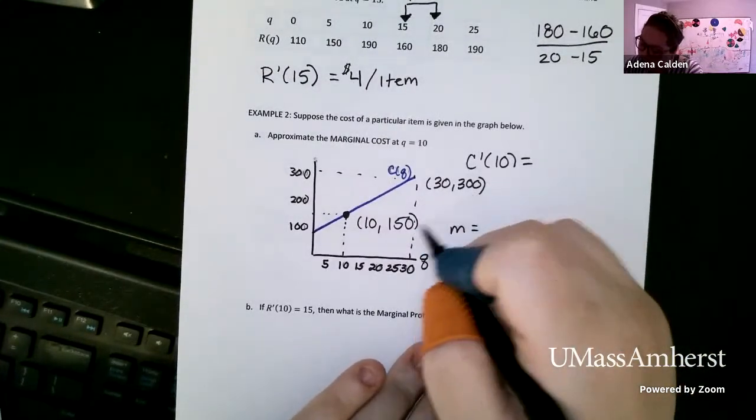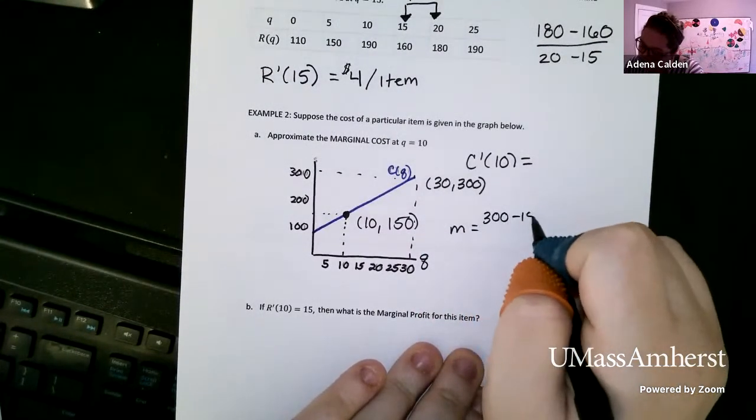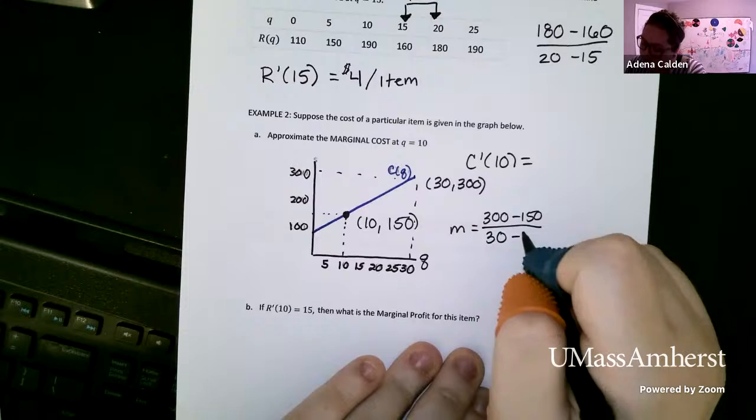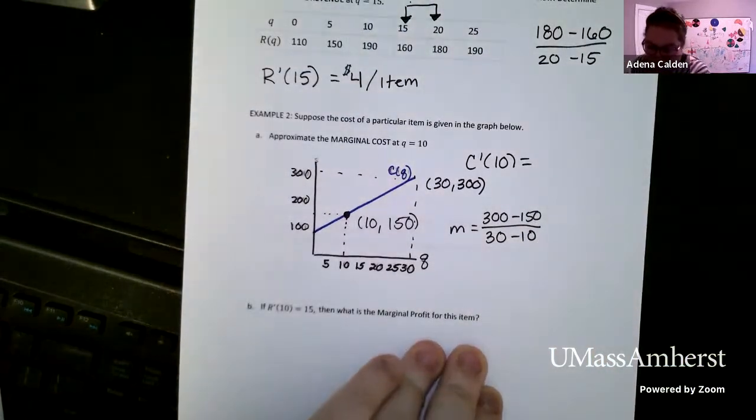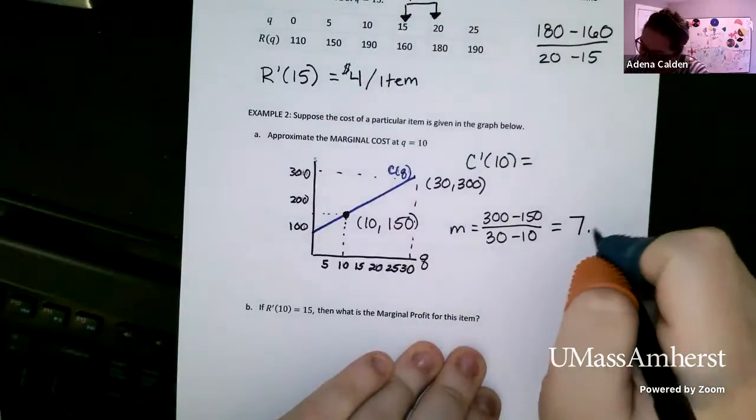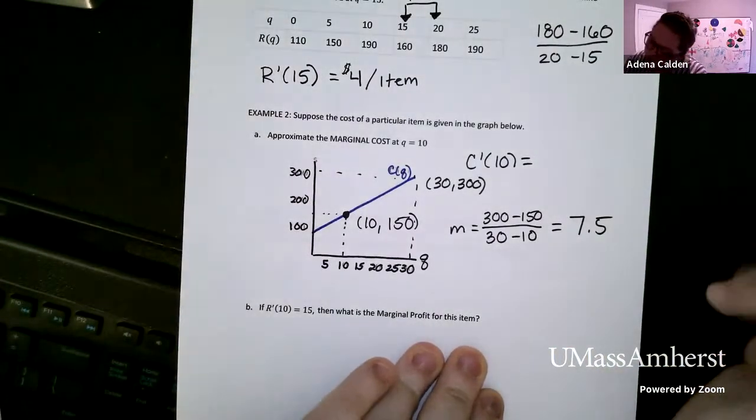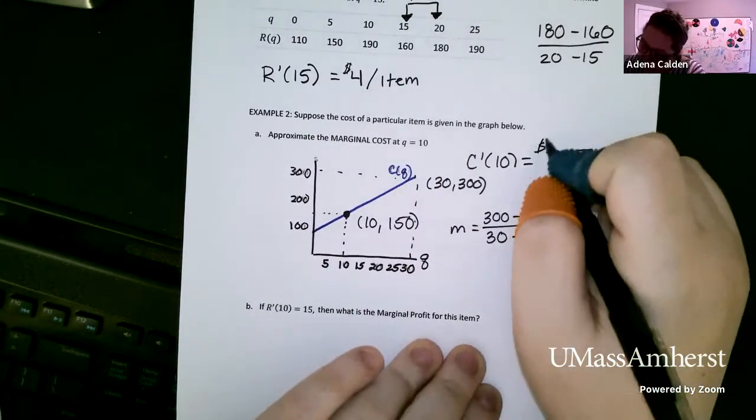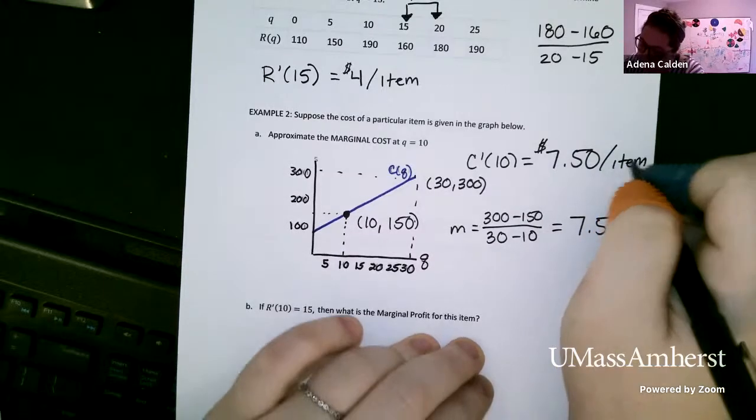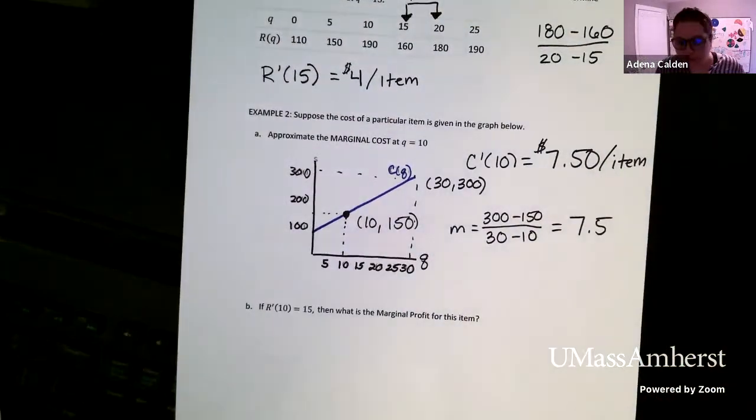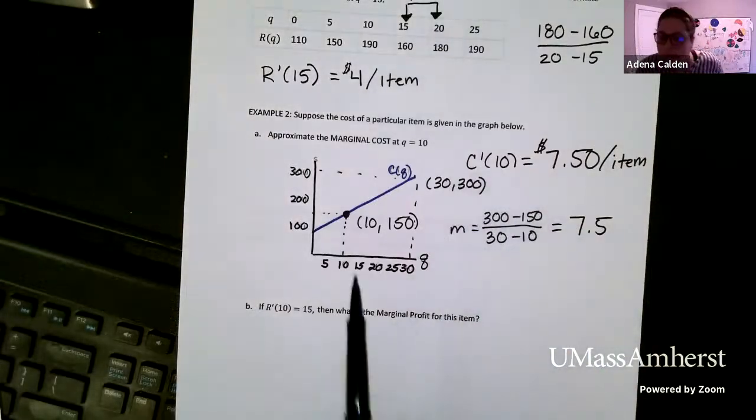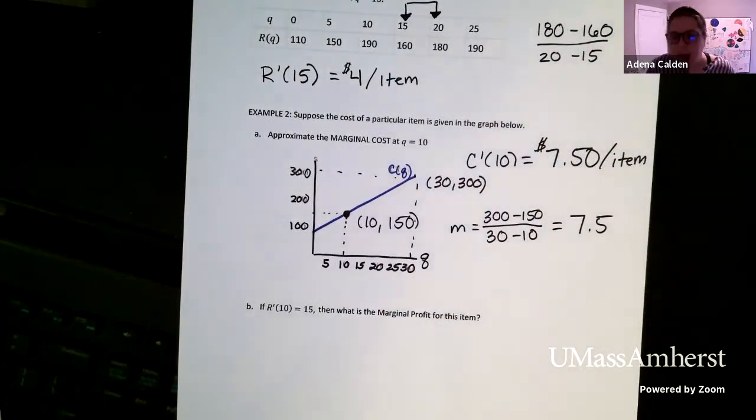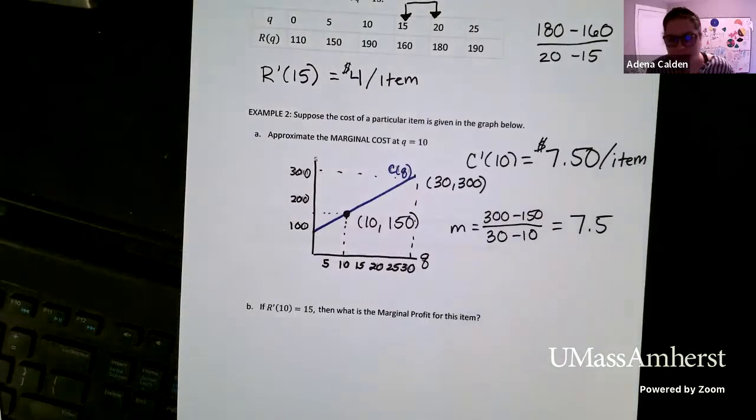So now the slope, change in y over change in x. So 300 minus 150, change in y, over 30 minus 10. So that's 150 over 20. And if I crunch that, I get 7.5. So that means C prime of 10 is $7.50 per item. So remember, money has 2 decimal places. So when I'm making 10 units of whatever it is I'm selling, it's going to cost me an additional $7.50 to make another item. Okay, that's what this is telling me.